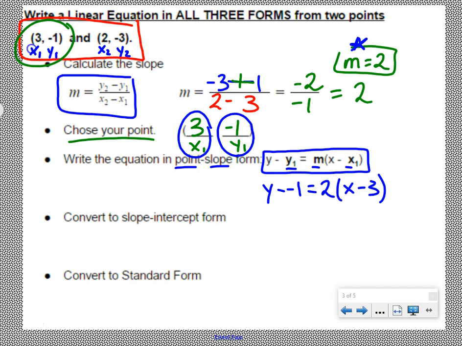Only thing we need to fix is change this double negative into a positive, and right now we have our equation in point-slope form. So I'm going to write this over here. Y plus 1 equals 2 times x minus 3. That would be our equation in point-slope form.